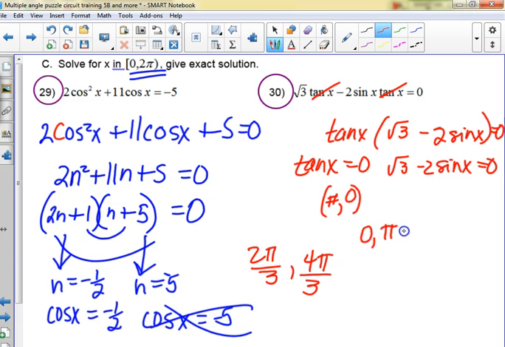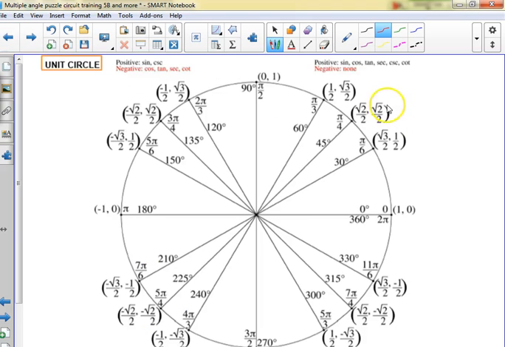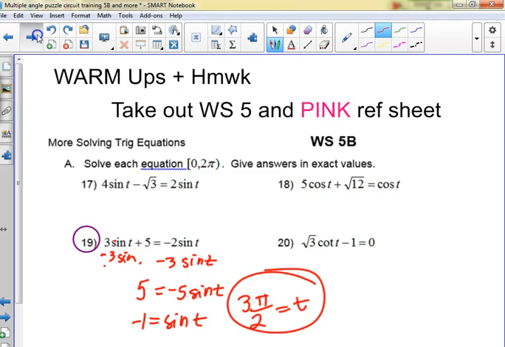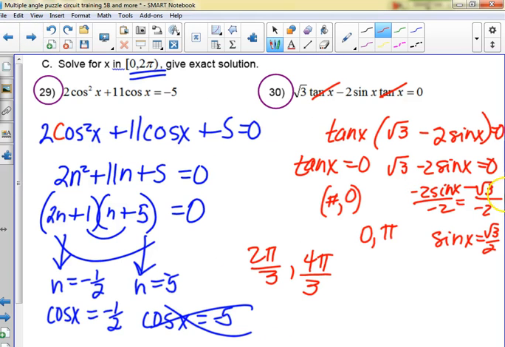and pi. I can't name 2 pi because it's a soft parenthesis, not included. But I have to call it 0 because it had a hard bracket there. If I subtract square root of 3 over to the other side, and then I divide by -2, I get a positive, don't I? Square root of 3 over 2. The sign is positive square root of 3 over 2 here at pi over 3, and over here at 2 pi over 3. Yes? Somebody catch me if I'm wrong here.